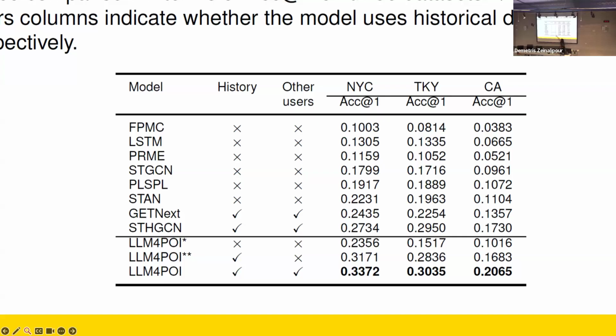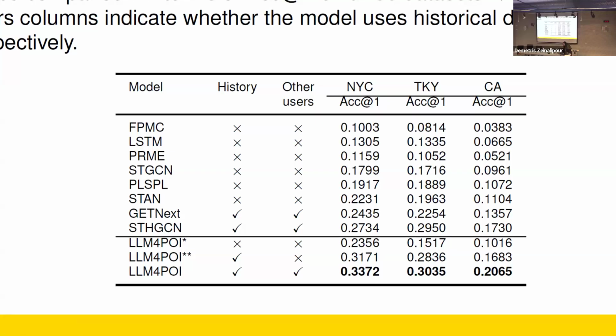In the version where we include other users, simply because there are some models like GetNext and STHGCN that include other users, if we only use this, it's not a fair comparison. So we use other user data as well. The performance jump is huge.